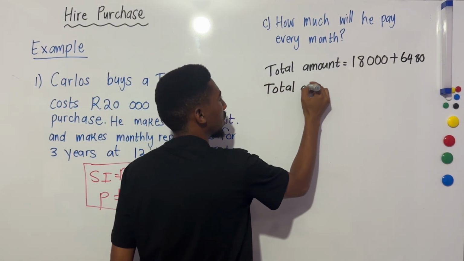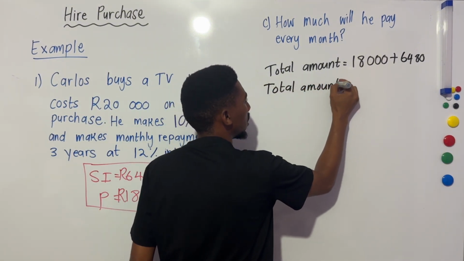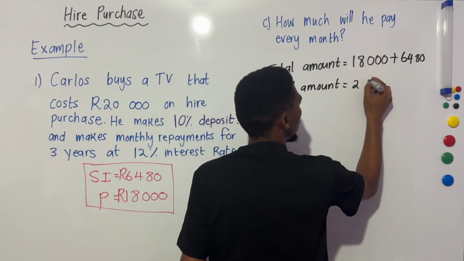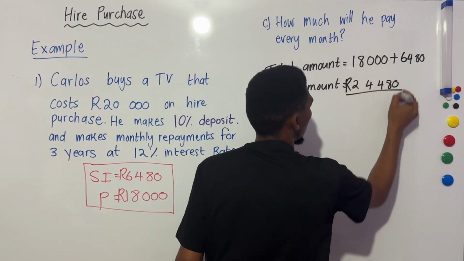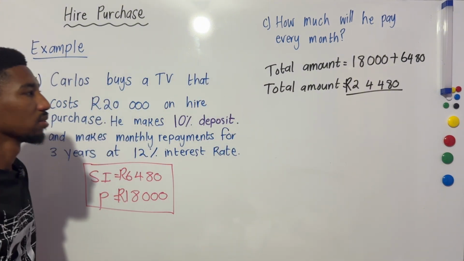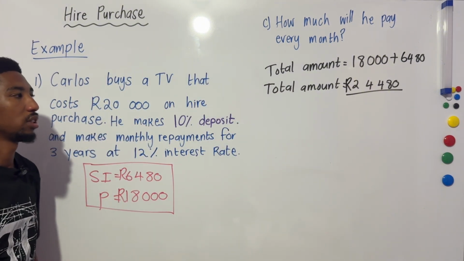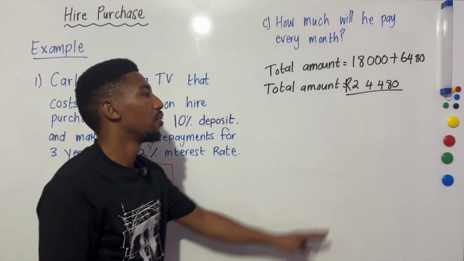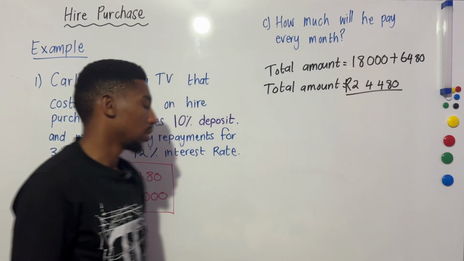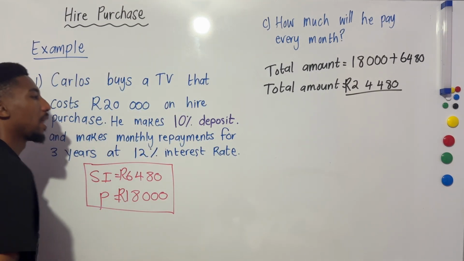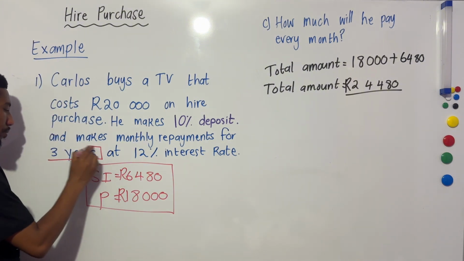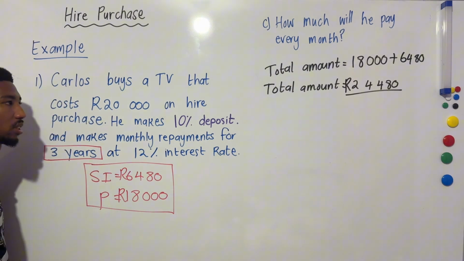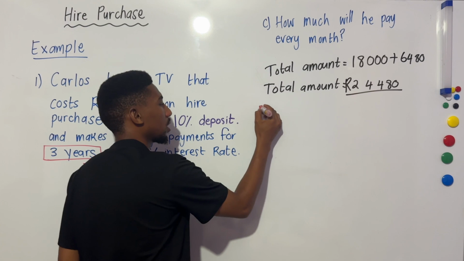We get a total amount of 24,480 Rand. Okay, so he has to pay back 24,480 Rand. Now, a key bit of information is that he has to pay that 24,480 Rand over 3 years. So you need to pay it back.